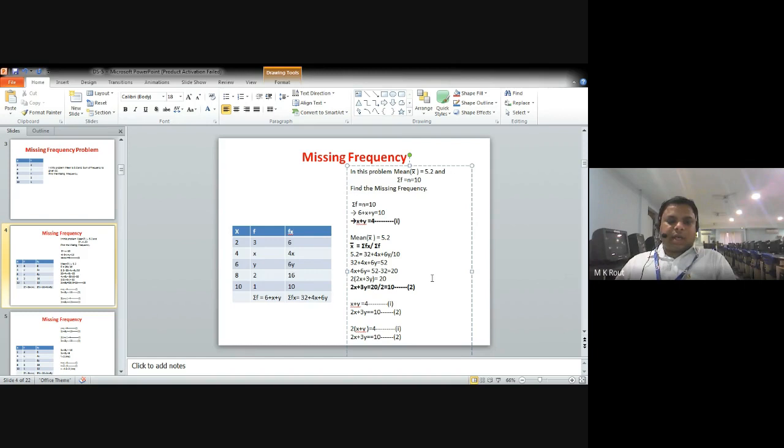Then you proceed to get the value of x. We have two equations: x plus y equals 4, and the second equation is 2x plus 3y equals 10. By simplifying these equations, you can get the value of x and y. It is requested to all of you to calculate the value of x and y from equation 1 and equation 2.